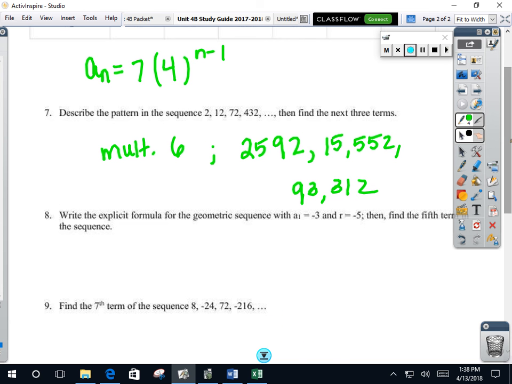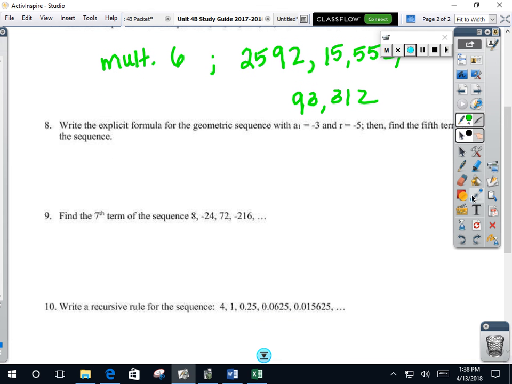All right, number 8. Write the explicit formula for the geometric sequence. So right away, they tell you to use the explicit formula for a geometric sequence. You'll know to use that one on the board over there that says a sub n equals a sub 1 times r to the n minus 1. Now, they tell you the a sub 1 is negative 3. They tell you the r is negative 5.